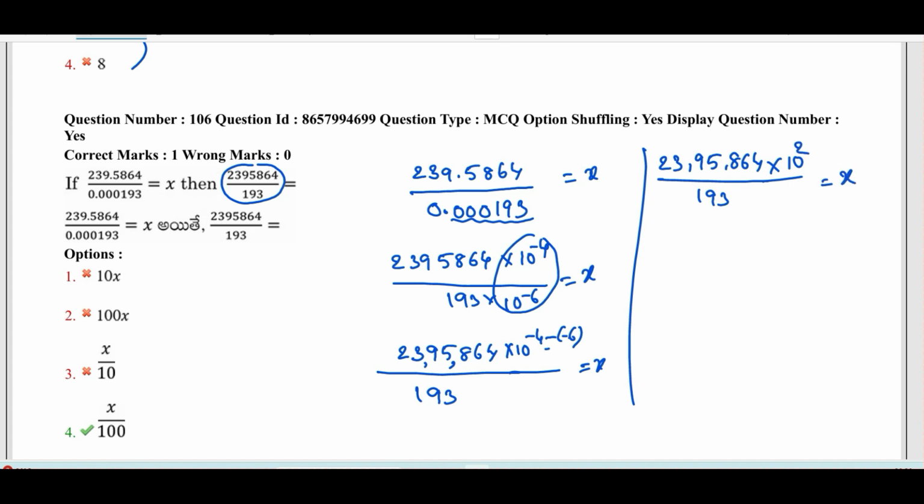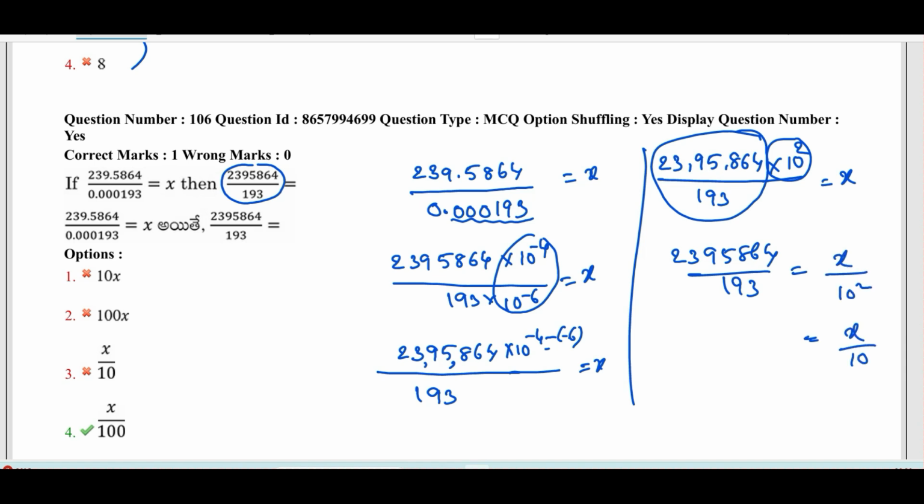మనకి అనుకోవాల్సింది ఏంటి? ఓన్లీ ఈ పార్ట్ మాత్రమే రావాలి కాబట్టి ఈ 10² అనేది మల్టిప్లై ఇటు వచ్చేస్తే డివైజర్ అవుతుంది. సో 2395864 by 193 is equal to x by 10². x by 10² అంటే x by 100. ఆన్సర్ ఏంటి? ఫోర్త్ ఆప్షన్ ఇస్ ద కరెక్ట్. ఓకేనా? నౌ లెట్ us see the next.